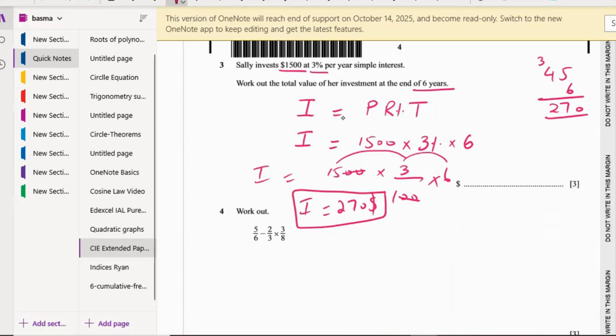But they are asking us to work out the total value of her investment at the end of 6 years. We want to find the total amount. So to find the total amount, you have to add the principal amount to it. So 1500 plus 270 gives you $1770. Okay, so that's question 3.